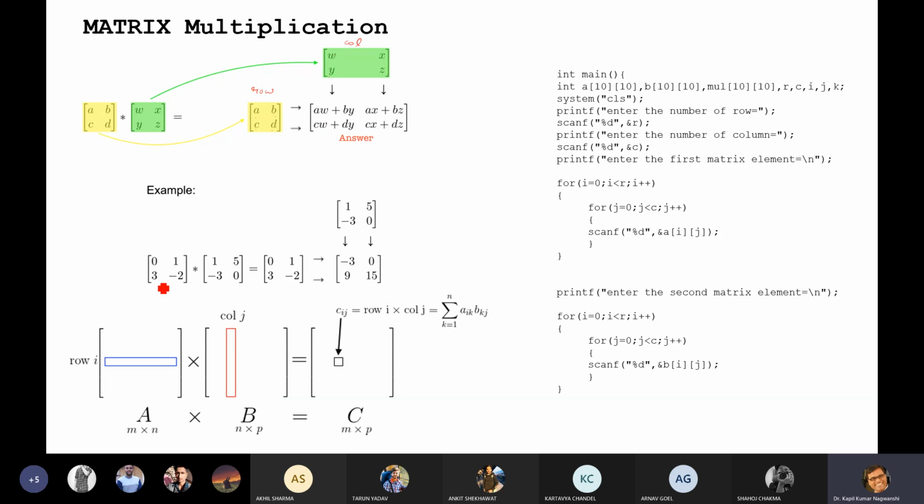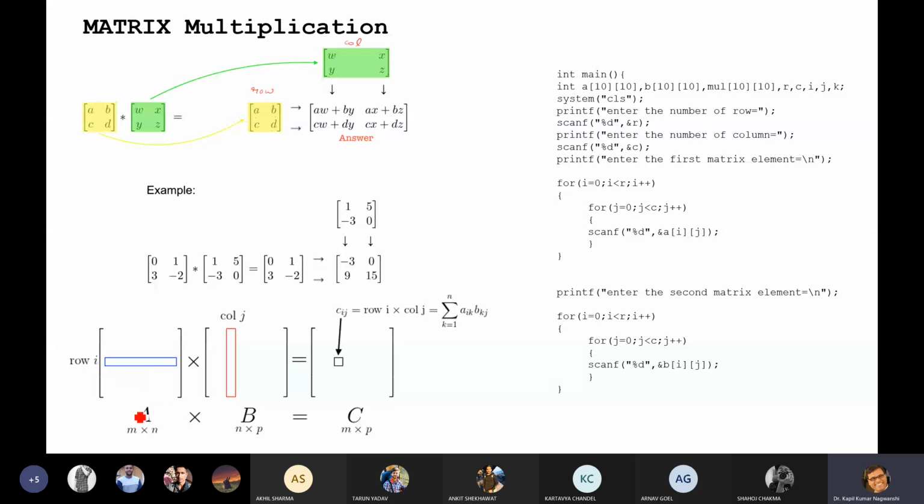Here one example is also illustrated: 0 multiplied by 1 will give you 0. And similarly, what we need to multiply here is 0, 1 and 3, minus 3. If we multiply and add all these together, it will give you minus 3. Yes or no? Yes. Clear?